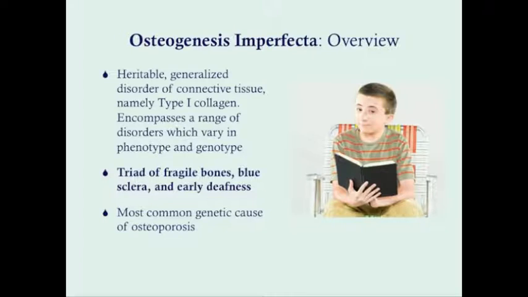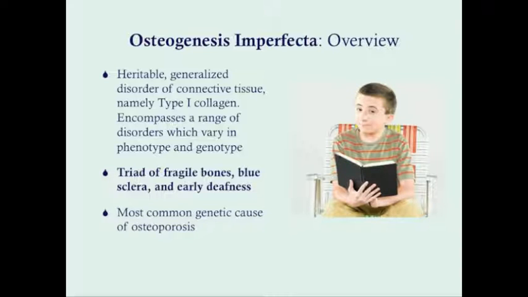So OI is a heritable generalized disorder of connective tissue. Namely, here we're talking about type 1 collagen, and as you probably know, type 1 collagen makes up a very important part of our bones. So it follows logically that a disorder of type 1 collagen is going to affect our bones and our bone strength and what have you.